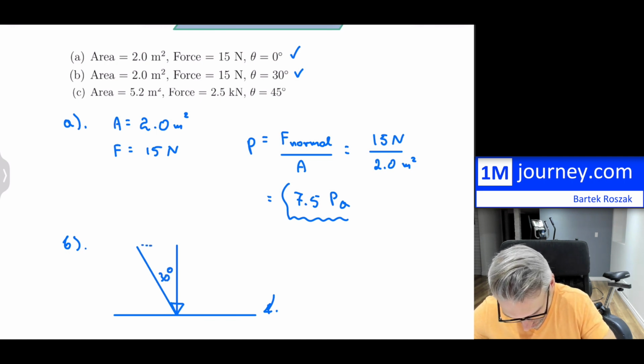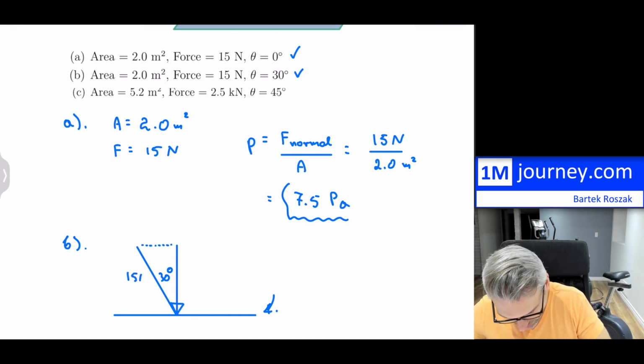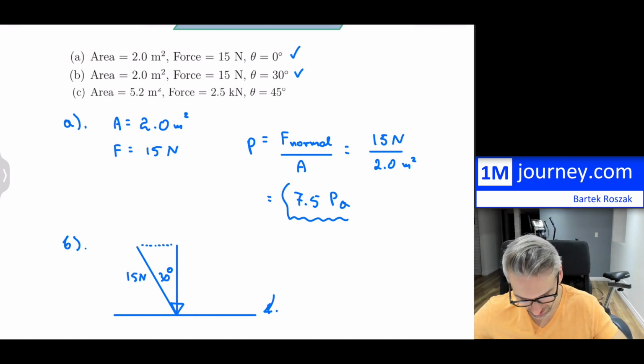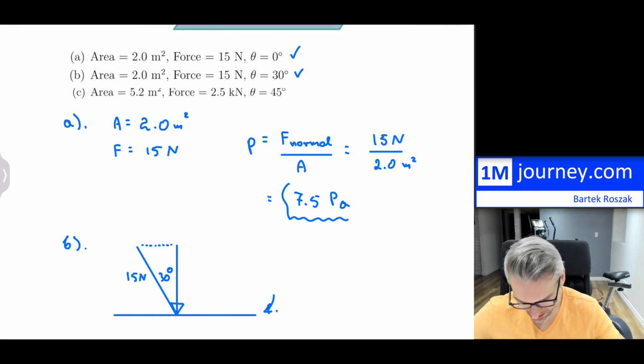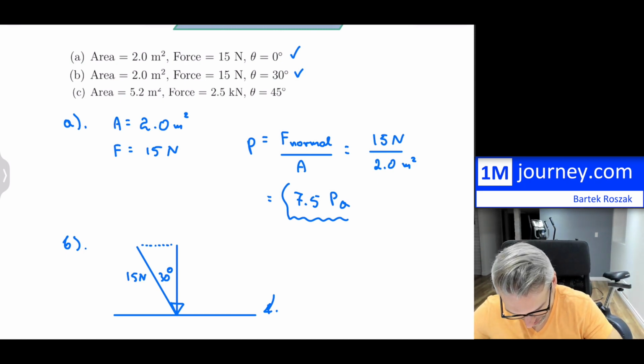So now you have to use trigonometry to be able to find this. If this is 15 newtons, we can't just do the same thing we did above, because it's not the entire 15 newtons that is going to be causing the pressure on the normal side. So we have to find actually this component right here, knowing that the angle here is 30 degrees.